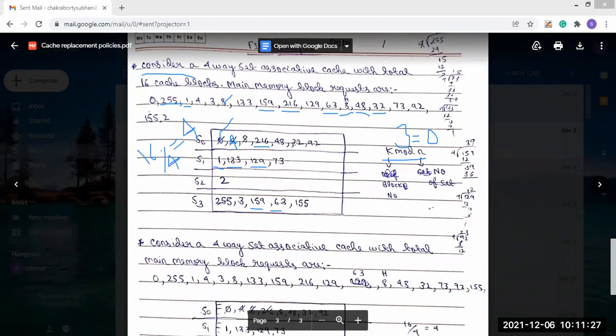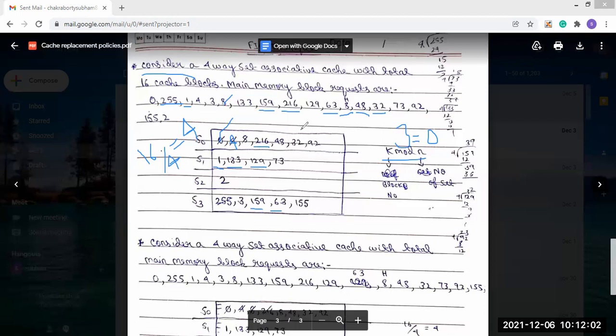Now 32 should be placed in set 0, but we already have 4 blocks present in set 0: 4, 8, 216 and 48. We have to accommodate 32 here only, in set 0. So we will use the FIFO technique. Among 4, 8, 216, 48, which block came first? The 4 block came first.